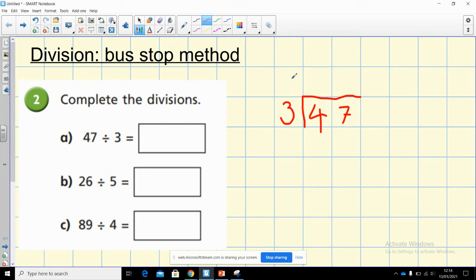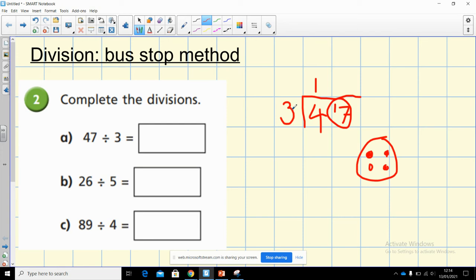So we say, how many 3s in 4? How many times can I count 3 in a group of 4? So if I had a group of 4, and I wanted to know how many groups of 3 there were in 4, there would be 1, 2, there's one group of 3. So there's only one group of 3 in 4. And how many are left over? There's 1. So we put that leftover one next to our next number along here. So this number now becomes 17.